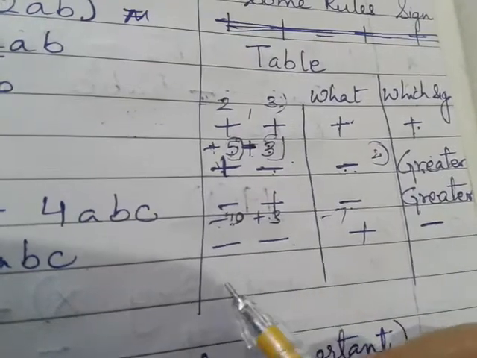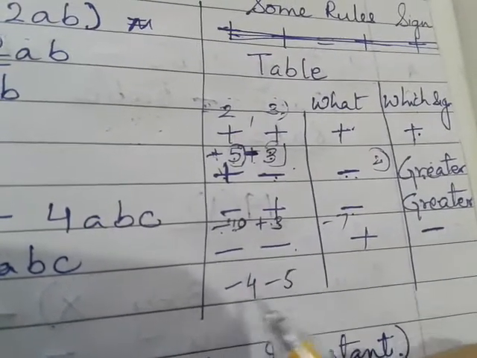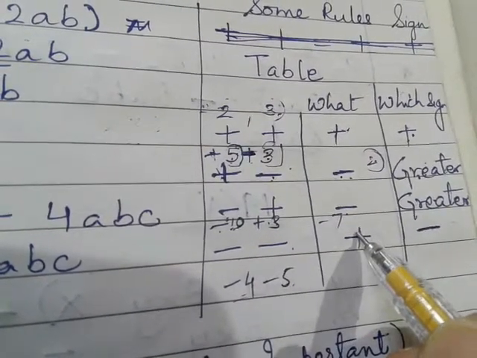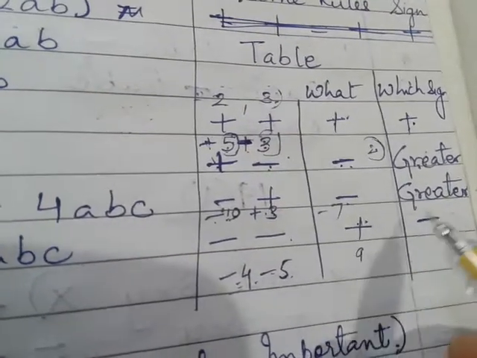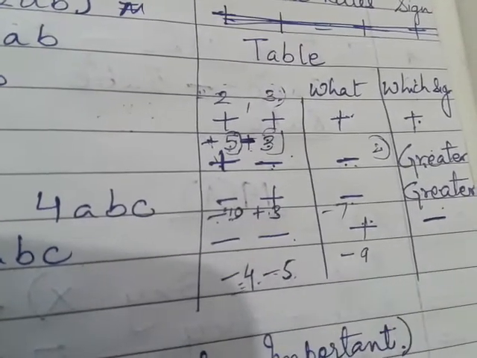And you know minus minus, minus 4 minus 5. What should I do? Minus 4, minus sign. Minus 4 minus 5, I should add them. So 4 plus 5 is 9. And which sign? Of course, of minus.